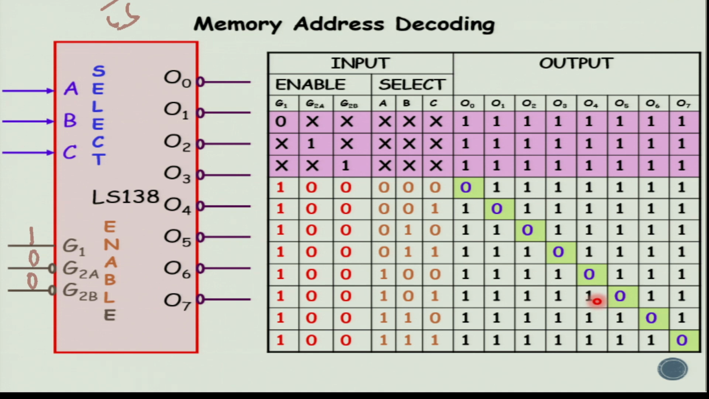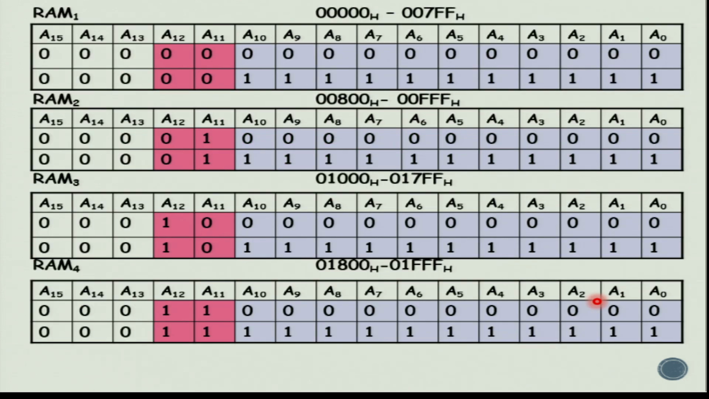Now we are going to make use of this particular decoder in order to generate the chip select signals of the 4 RAM chips. We have RAM 1, RAM 2, RAM 3 and RAM 4. To generate the chip select signals of RAM 1, RAM 2, RAM 3 and RAM 4, we are going to make use of this LS138. So let's look at the addresses of the RAM chips a little more closely. We will look at them in the binary format.